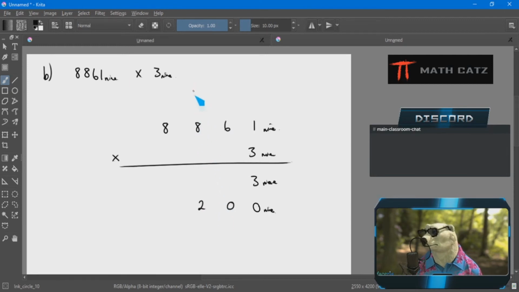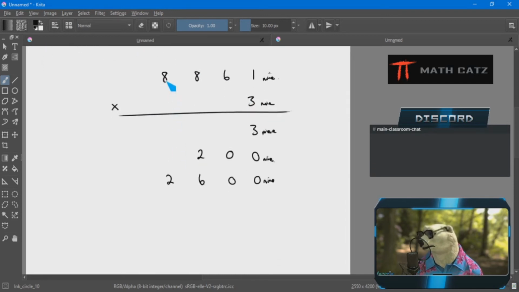Then I move on to the third column. So I put my zeros in so that I can say 3 times 8 and not 3 times 8 groups of 9 squared. 3 times 8 is 24. 24 is 2 groups of 9 and 6 left over. Then I move on to my next column, the last column, which is where my answer is going to start. So I put some zeros in. 3 times 8 again, 24. 24 is 2 groups of 9 and 6 left over.